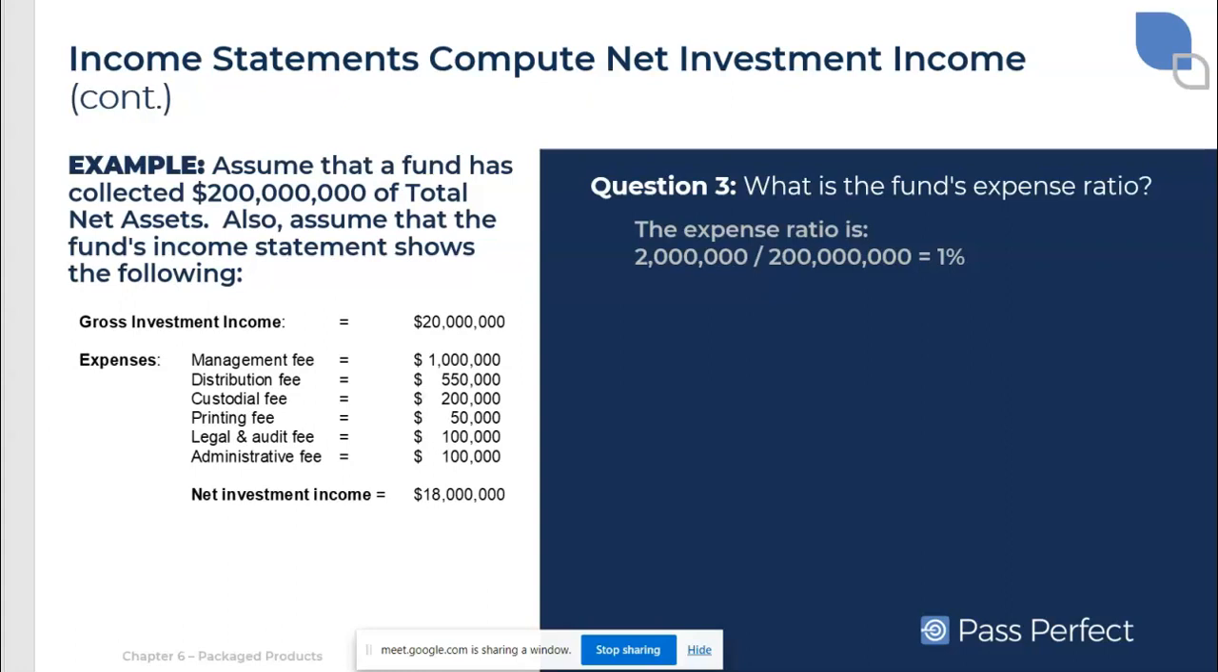All right, again, we're going to look at the same thing, but now the question is, what's the fund's expense ratio? So the expenses, right, so how much were the expenses? Well, if you add them all up, we knew they came up to $2 million out of the $200 million in total assets. So this fund has a 1% expense ratio, which, by the way, is actually quite low for an actively managed mutual fund.